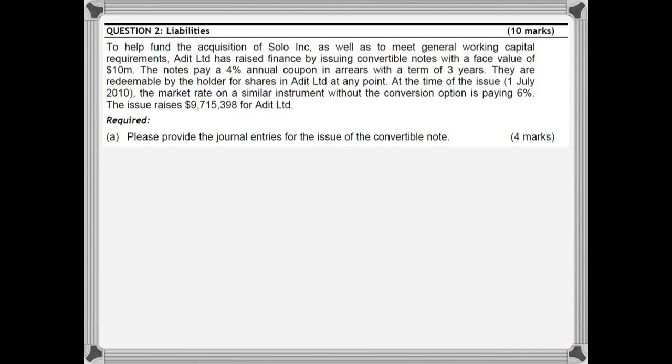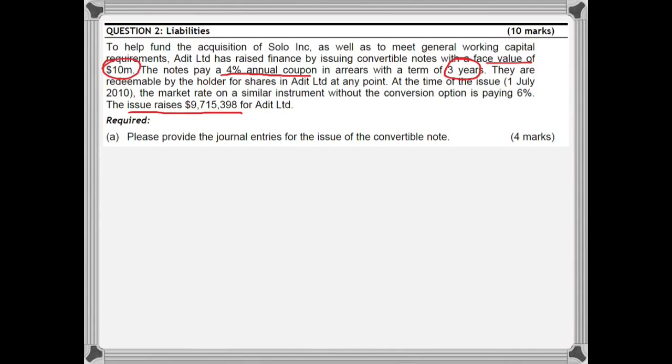So what we're looking at here is a set of cash flows: a 4% annual coupon, and there's 3 of them, and the face value of the note is $10 million. Remember, the face isn't necessarily how much you received at the time of issue. That is how much the company who borrows it has to repay at the end of it all. In this case, how much they raised was $9.7 odd million.